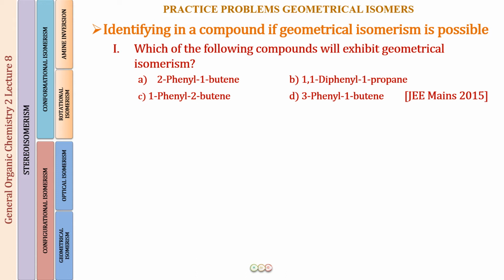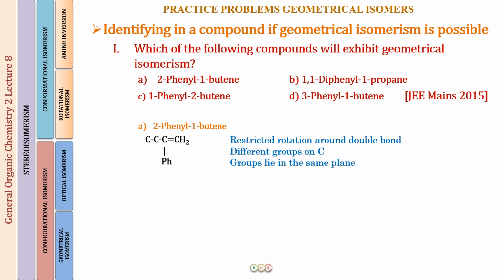Alright, so how are we going to proceed? We will see one by one all the structures, whether they will show geometrical isomerism or not. So the first choice is 2-phenyl-1-butene. Let us draw this in an elaborate way. We have a double bond at position number 1, we have a phenyl group at position number 2, and we have to see whether it is going to show geometrical isomerism or not.